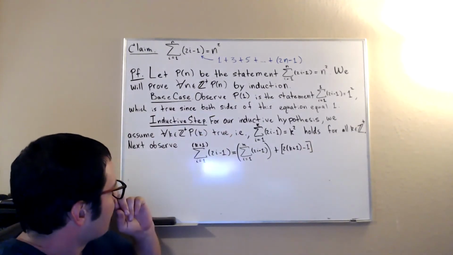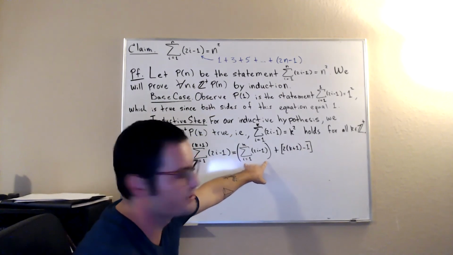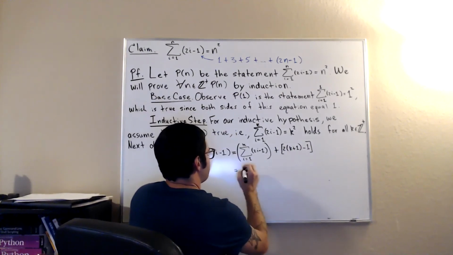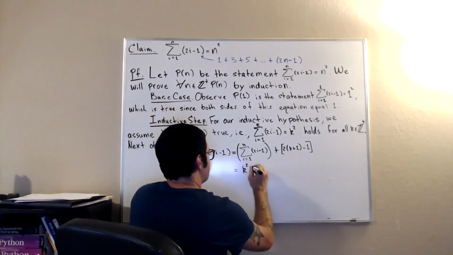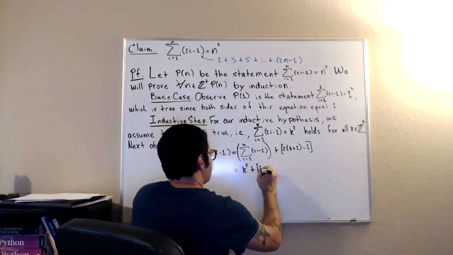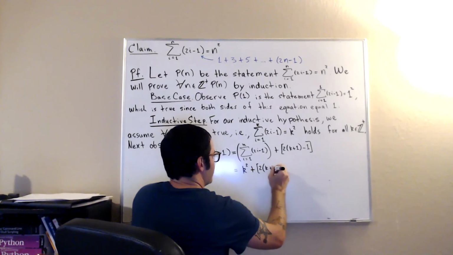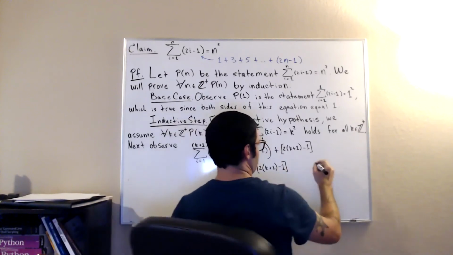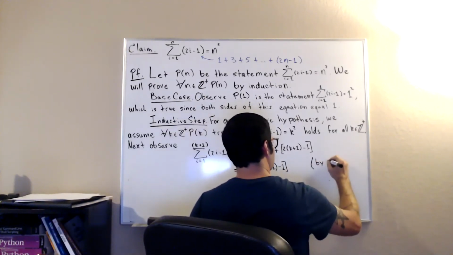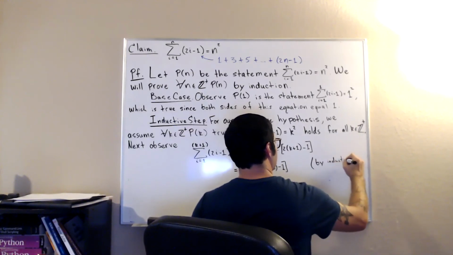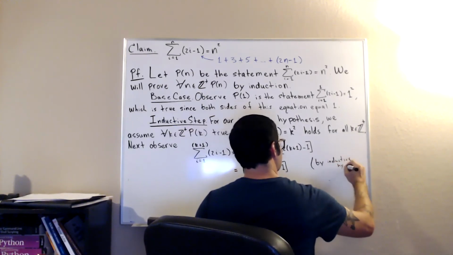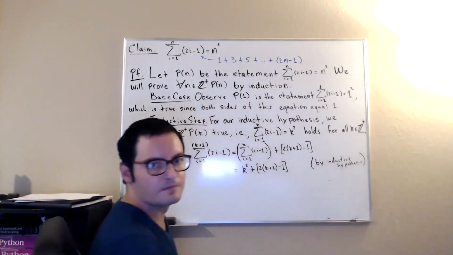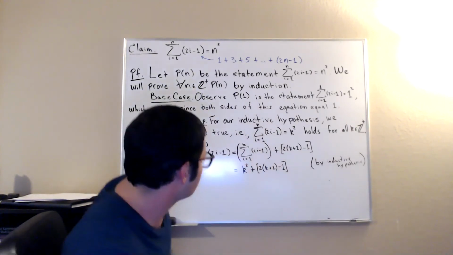Okay. So by inductive hypothesis, we know that this sum is equal to k squared. So actually, I would like it if you wrote that in your proofs. Something like, by inductive hypothesis, we can replace that by that k squared.